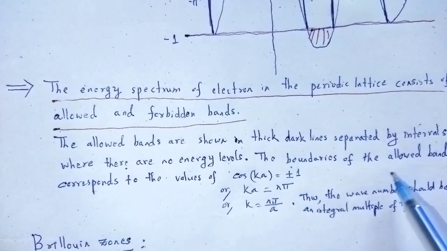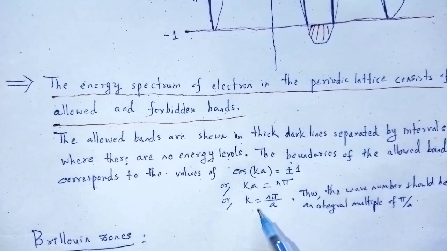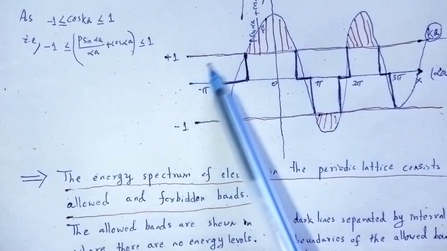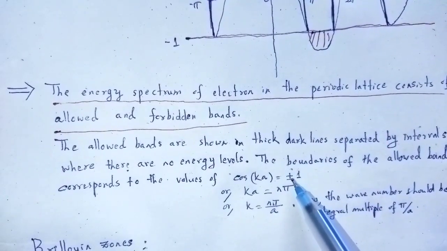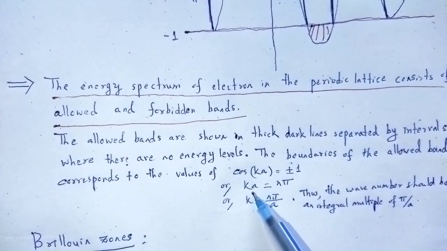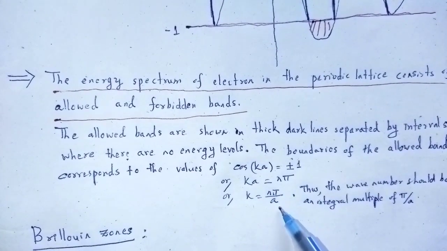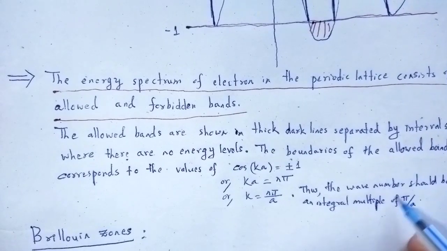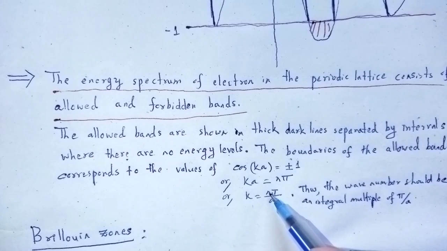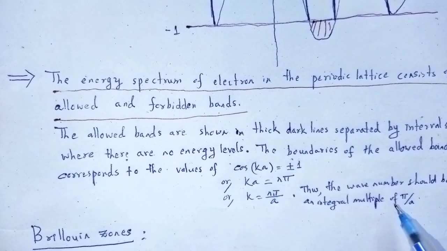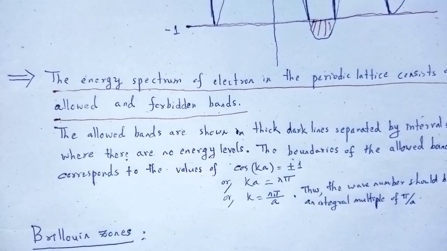The allowed bands correspond to the value of cos Ka equal to plus or minus 1, that is cos n pi. Ka is equal to n pi, therefore K is equal to n pi by a. So, the wave number should be an integral multiple of pi by a, where n is equal to 1, 2, 3, and so on. Next, Brillouin zones.